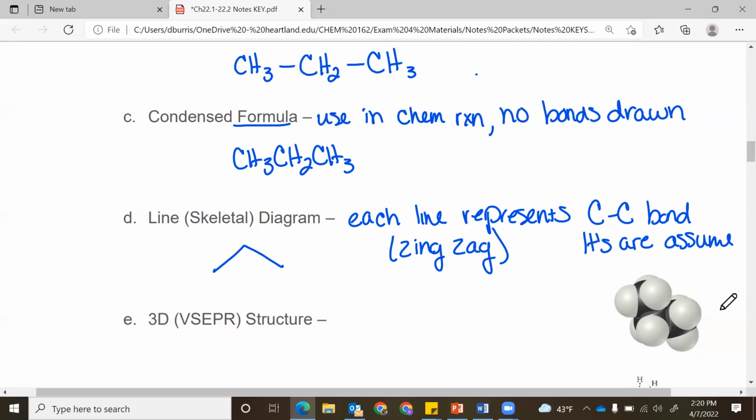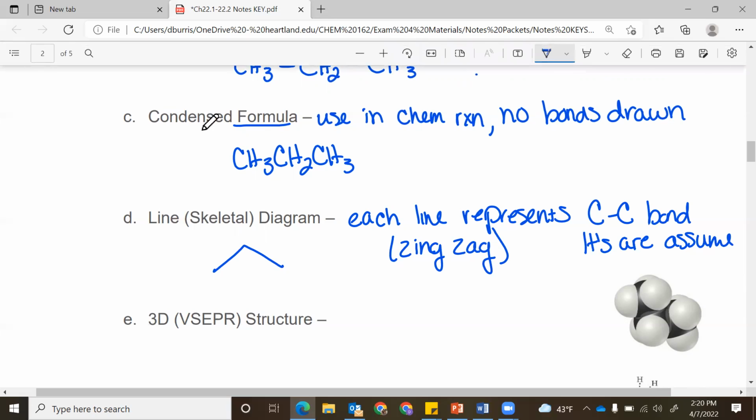If you see a bunch of lines, each vertex, or whatever you want to call it, is a carbon. Each end of the line is a carbon. So this is 3 carbons bonded together, and then you just keep going in a zigzag as you make it bigger and bigger. You'll see a lot of those as well. So these 2, C and D, the condensed formula and the line diagrams, are what you're going to see a lot of the time.